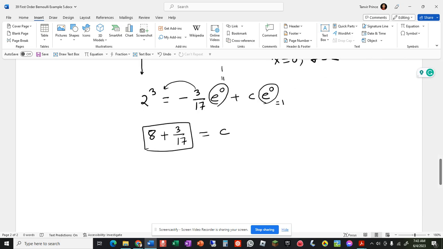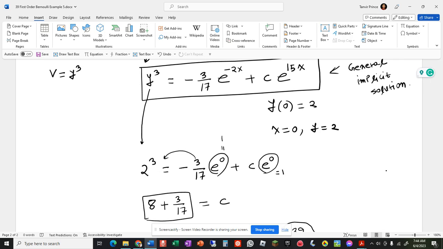So we just combine this fraction. So c equal to, if I combine the fraction, 17 is the common denominator. So I end up with 8 times 17 plus 3. So let's use a calculator. 8 times 17 plus 3, that will be 139 over 17. So that goes in place of c. So this goes in place of c here.